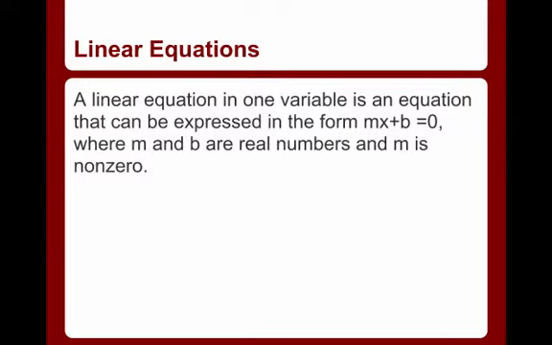So what does it mean to be linear? It means that, in at least one variable, the equation can be expressed in the form mx + b = 0. The key word here is that it can be expressed. So by manipulating the equation, you can put it into the form mx + b = 0, where m and b are real numbers and m is not 0.